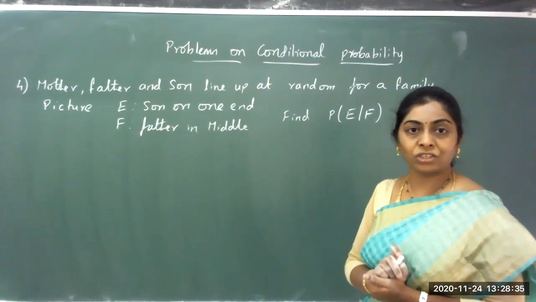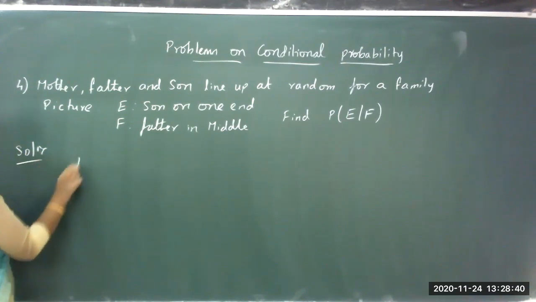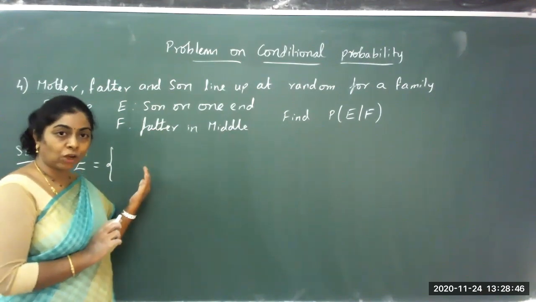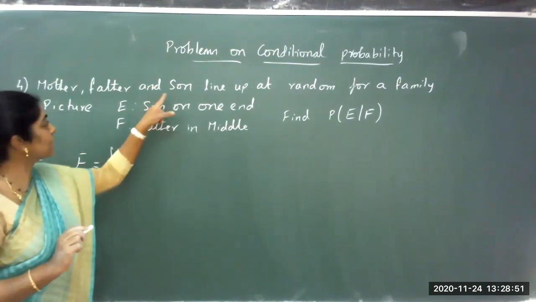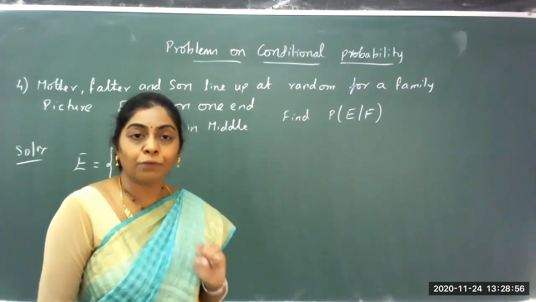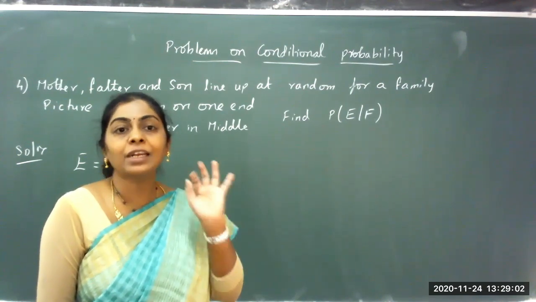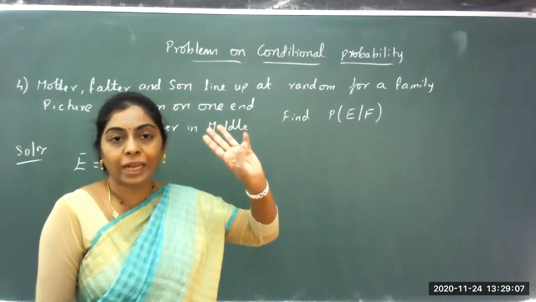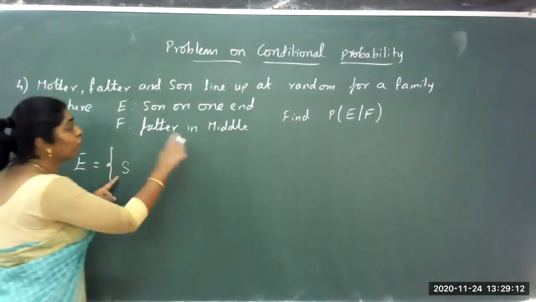Let us see how to do it. Now, the first one, event E: son should be on one of the ends, so either on the left or on the right. I denote son by S, father by F, and mother by M. In a family, they are going to take a photo with three people included, so I use the three letters M, F, and S, where M stands for mother, F for father, and S for son.